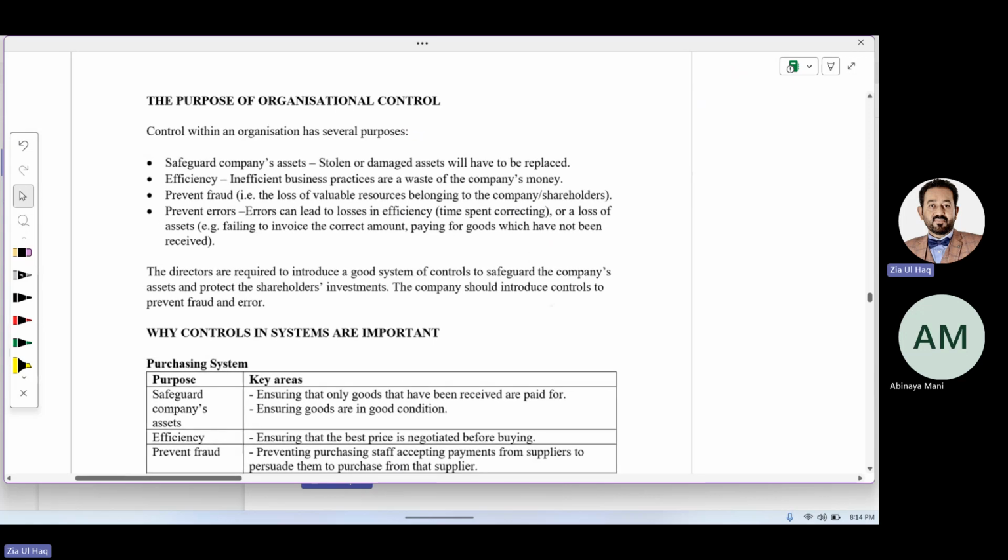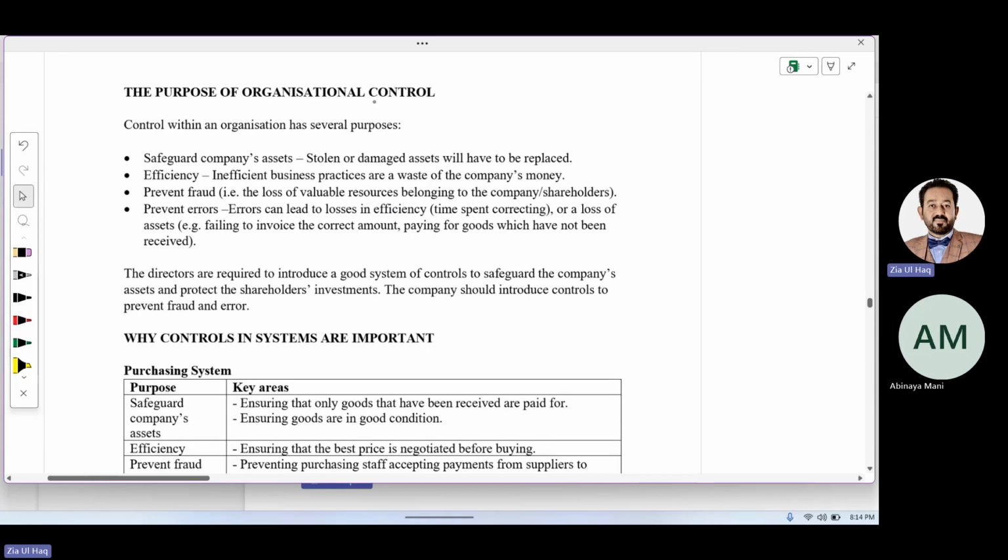So the organization needs to set some policies, like controls for the sales system, for the purchase system, for the inventory system, for the cash system. There should be some controls. What is the purpose of controls? Through controls, the company can safeguard assets, like they can save their inventory from being stolen or damaged. I mean, there should be some CCTV cameras, and there should be security guards over high value inventory and assets.